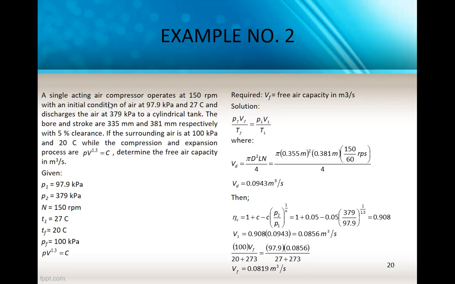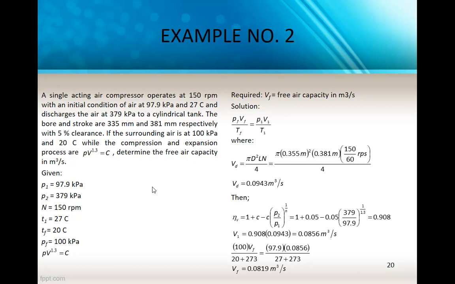So a single acting air compressor operates at 150 RPM with initial conditions of air at 97.9 kilopascal and 27 C. It discharges the air at 379 kilopascal to a cylindrical tank. The bore and stroke are 355 mm and 381 mm respectively with 5% clearance. If the surrounding air is at 100 kilopascal and 20 C, while the compression and expansion process are PV^1.3 equals C, determine the free air capacity in cubic meter per second.